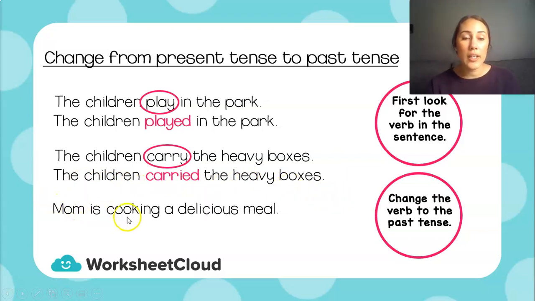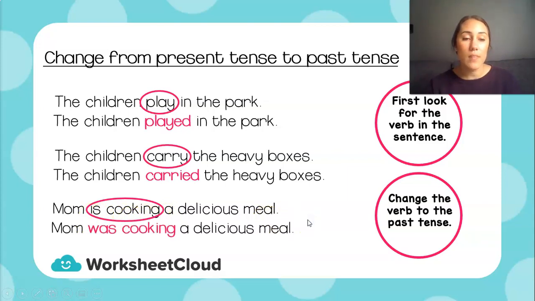Mom is cooking a delicious meal. Don't let this one confuse you. Remember when we look for the verb in the sentence, if it has an ing on the end, is cooking is my verb because is a helping verb that helps to tell me what mom is busy doing. She is cooking. Then remember that is always going to become was. Mom was cooking a delicious meal. So if my verb is in this form, I have to keep it in that form and change is to was.